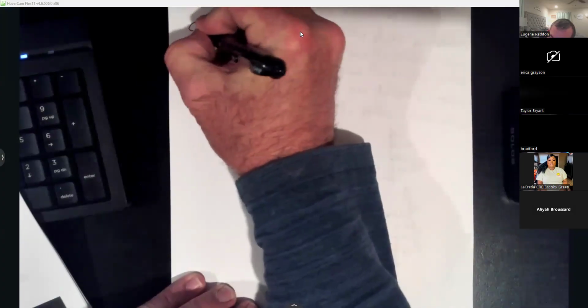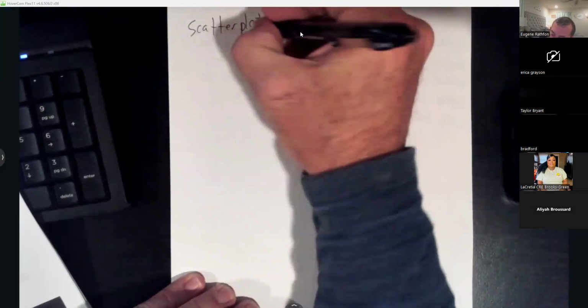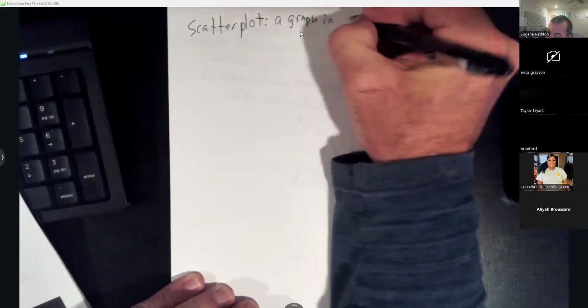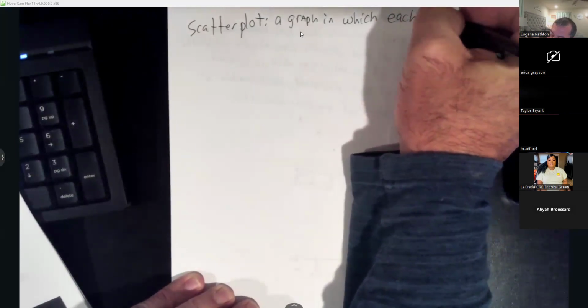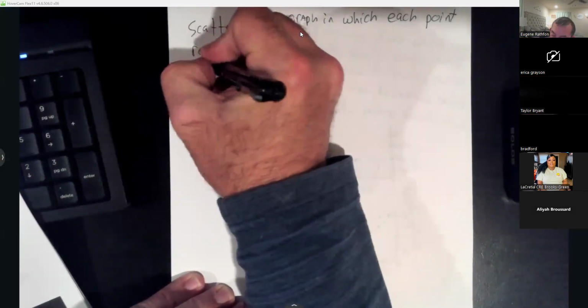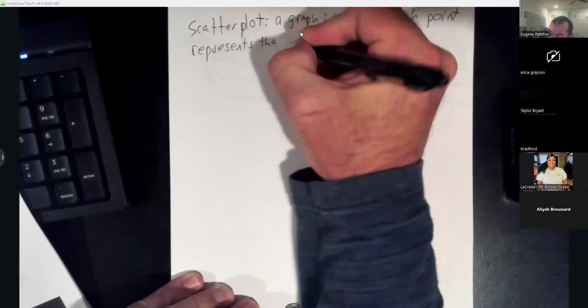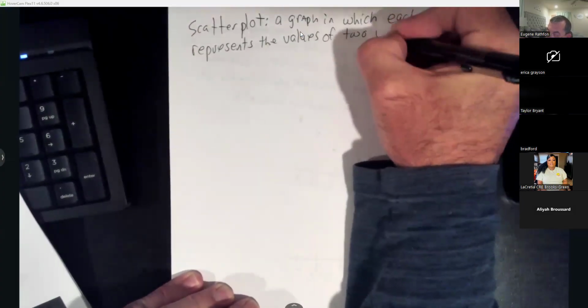All right, y'all, we'll look at some of them. I just want to give y'all sort of a brief idea. So what that chart was there, that's what we call a scatter plot. So a scatter plot is a graph in which each point represents the values of two variables.